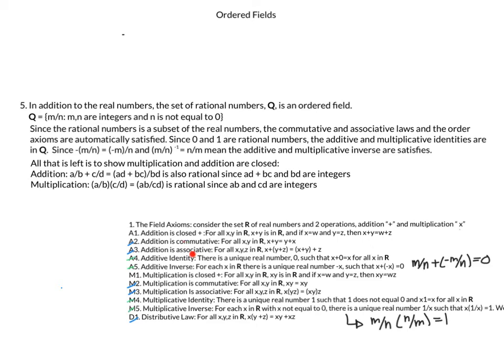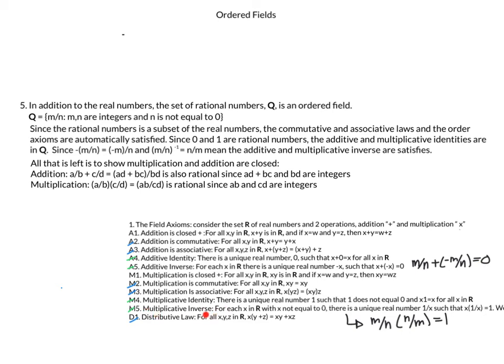So the additive identity is 0, and that is also a rational number. Just take m equal to 0, n equal to anything, and you'll see that 0 can be written as a rational number. Also for the multiplicative identity, 1 is also a rational number. Just take m equal to n, and you'll get 1 as a rational number. So then we'll look at additive inverses. If you have a rational number, m over n, then negative m over n is also a rational number, and that's exactly what you need to get the additive inverse.